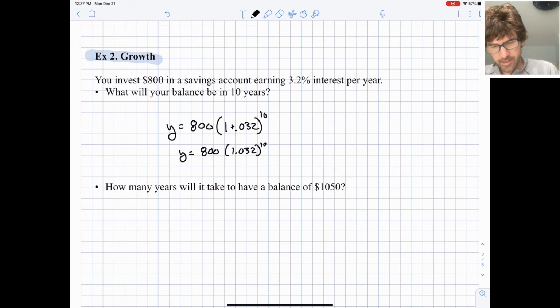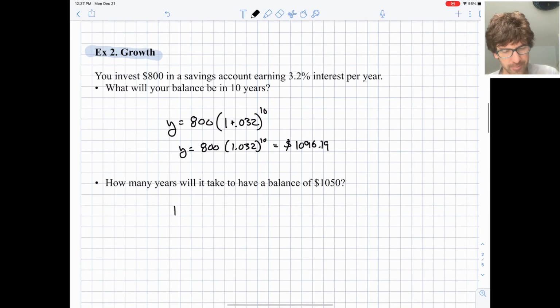And I get $1,096.19. Okay, you should check that on your calculator to make sure I did it correctly. We can do another sort of problem. How many years will it take to have a balance of 1050? Okay, hope you can tell that it would be slightly less than 10 years. If in 10 years we got a balance of 1,096, we wouldn't need quite that many years to get a balance of 1050. So I'm going to plug in 1,050 for y.